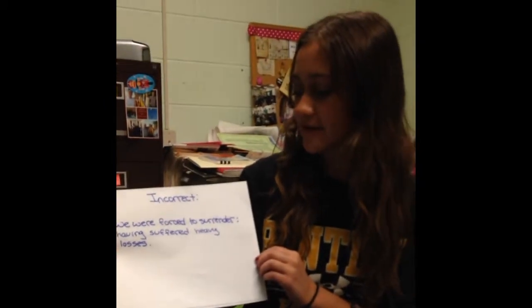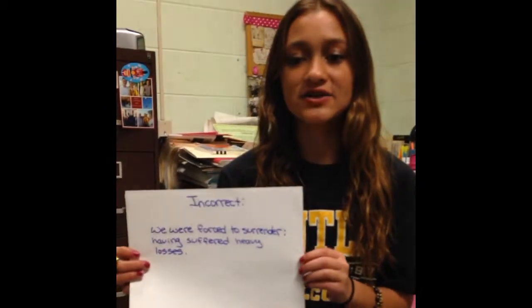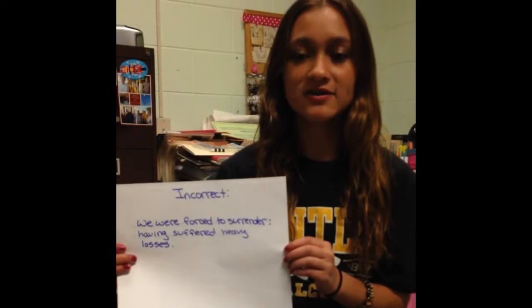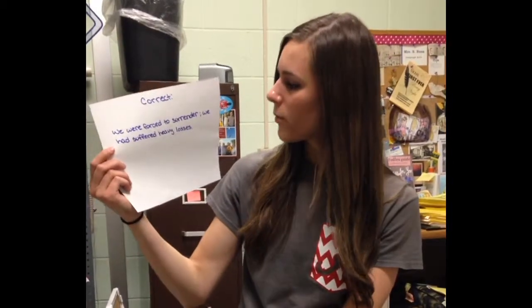An example of a semicolon being used incorrectly is, "We were forced to surrender; having suffered heavy losses." The semicolon is incorrect because it does not join two independent clauses. The first part, "we were forced to surrender," is a complete sentence. However, "having suffered heavy losses" is not. To correct this sentence, you have to make the statement after the semicolon an independent clause. Therefore, making it, "We were forced to surrender; we had suffered heavy losses."